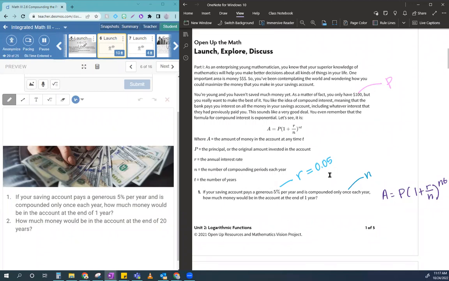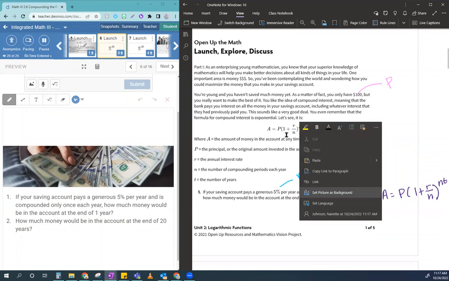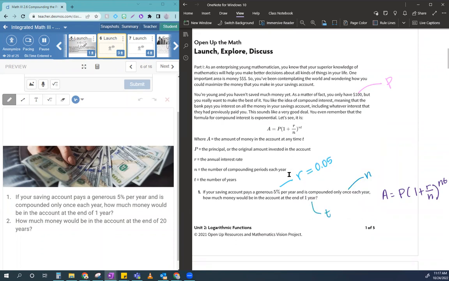Someone else says, Ms. Johnson, T equals 1. T equals 1. And is there any other one? A is what I'm looking for. P, you told me, is 100. R is 0.05. N is 1. N is 1. And T is 1. Oh, that's it. So now I just plug everything in there.